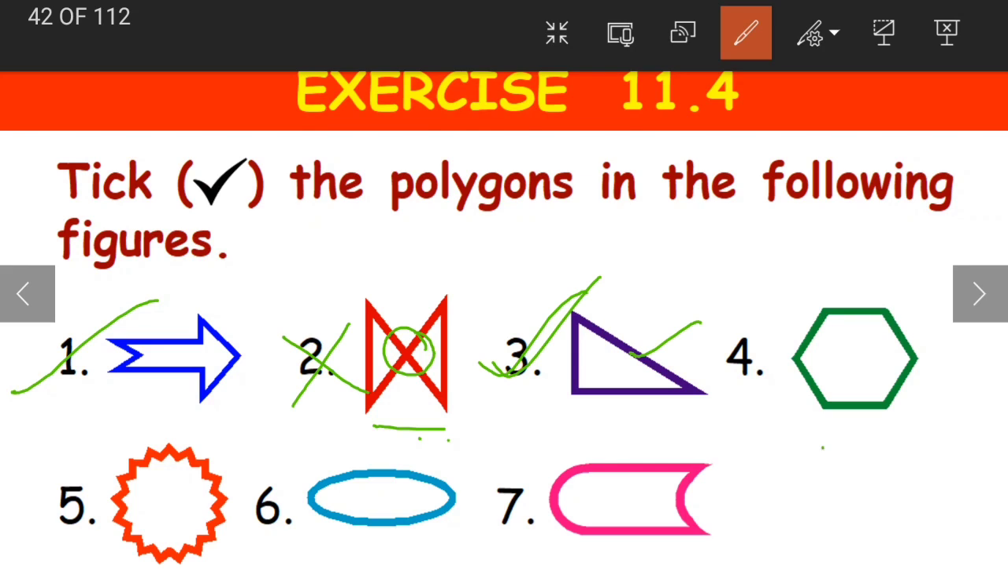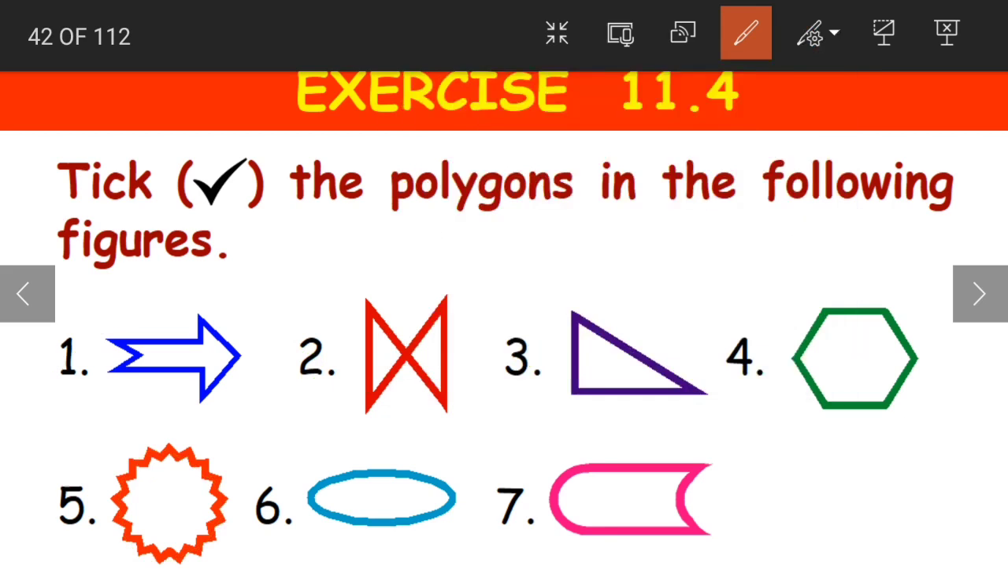Now next figure number 4, is it a simple closed curve? Yes. Is it made up of only line segments? Yes. So 4 also becomes our polygon. Now coming to figure 5, again this is also a simple closed curve. The curves are not crossing and it is made up of only line segments. So 5 is also a polygon.